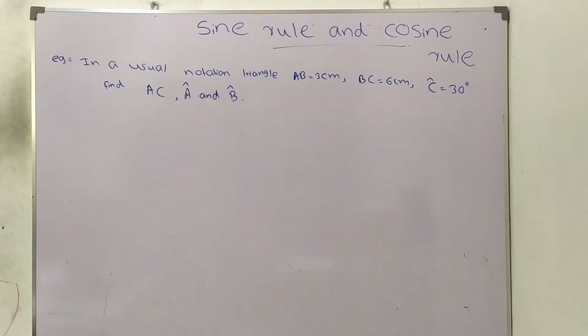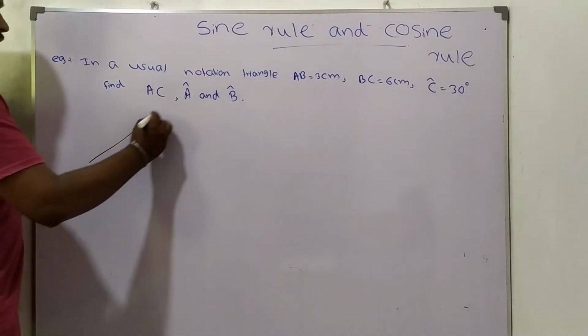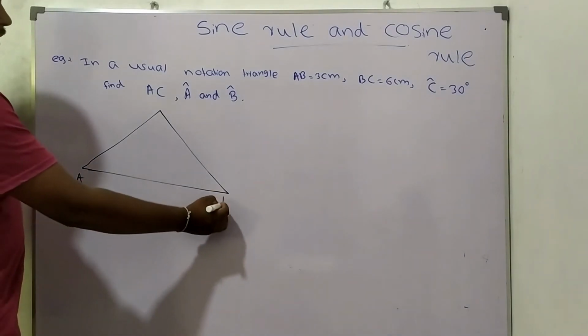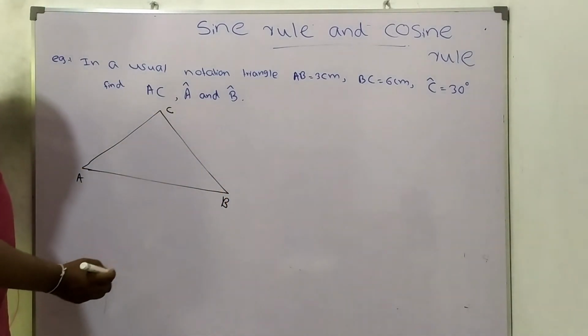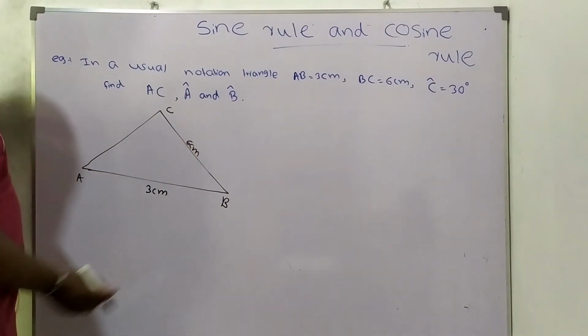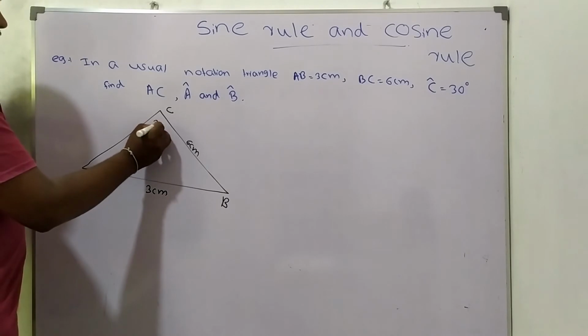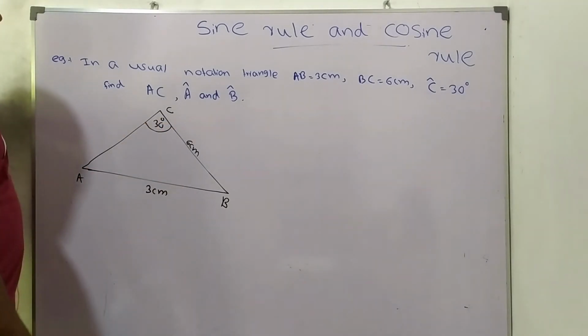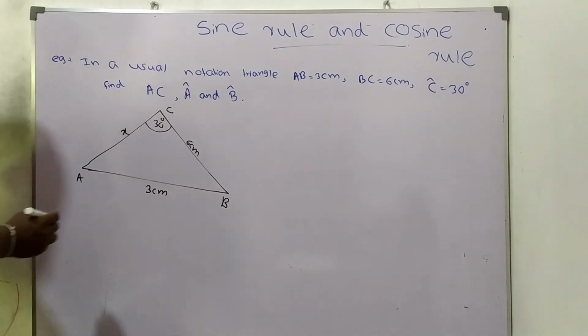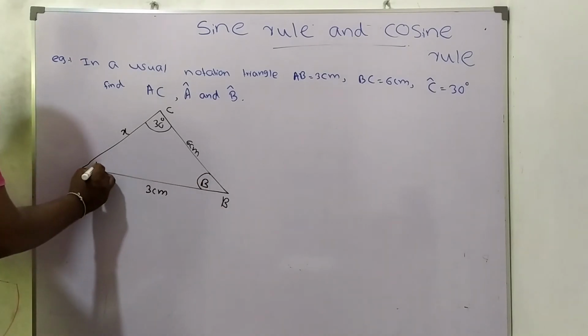Let's look at another example. In a usual notation triangle, AB equals 3 centimeters, BC equals 6 centimeters, C equals 30 degrees. Find AC, angle A and angle B. Again, I draw the usual notation triangle with the data they have given. C is 30 degrees. This is x. This is angle B and angle A.